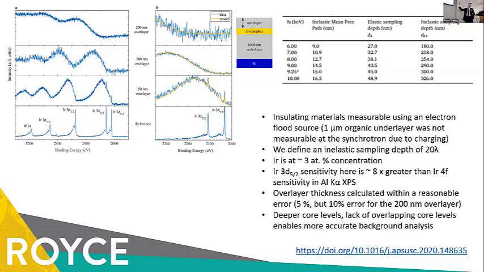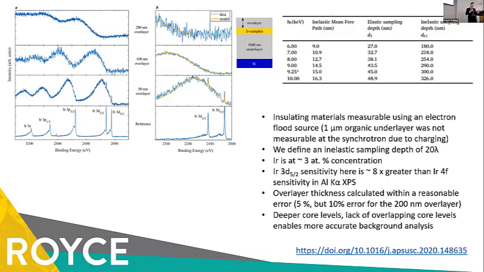And what we do in this paper is we establish, let's say, an ideal or maximum sampling depth of information we can extract from, which we call the inelastic sampling depth, which is about 20 times the inelastic mean free path of electrons rather than 3 times the inelastic mean free path, the normal XPS definition.